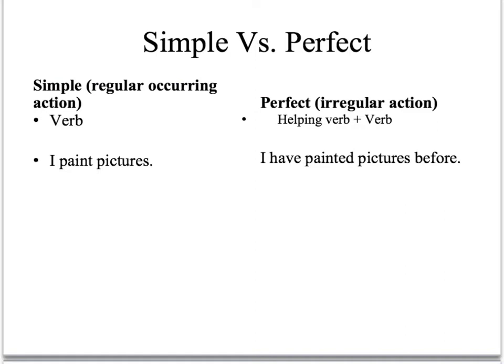In addition to the simple form, we also have the perfect form. The difference between simple and perfect is the amount in which an action takes place. Like we stated before, simple verbs are demonstrating action that regularly occurs. The perfect form is going to show action that doesn't take place all of the time and that has an irregular amount of action. The simple difference between the two is that the simple version is just going to have the base verb, I paint pictures, whereas the perfect version is also going to include a helping verb. I have painted pictures before. Notice, we have the helping verb have with painted.